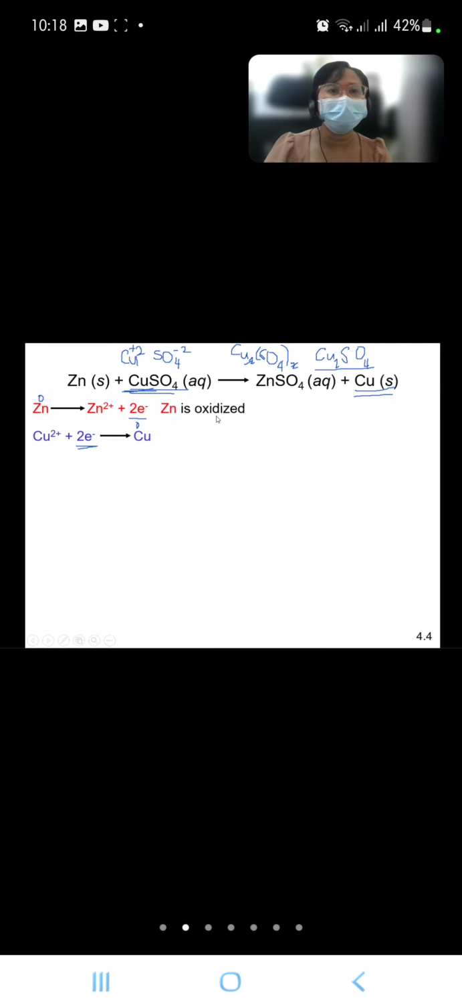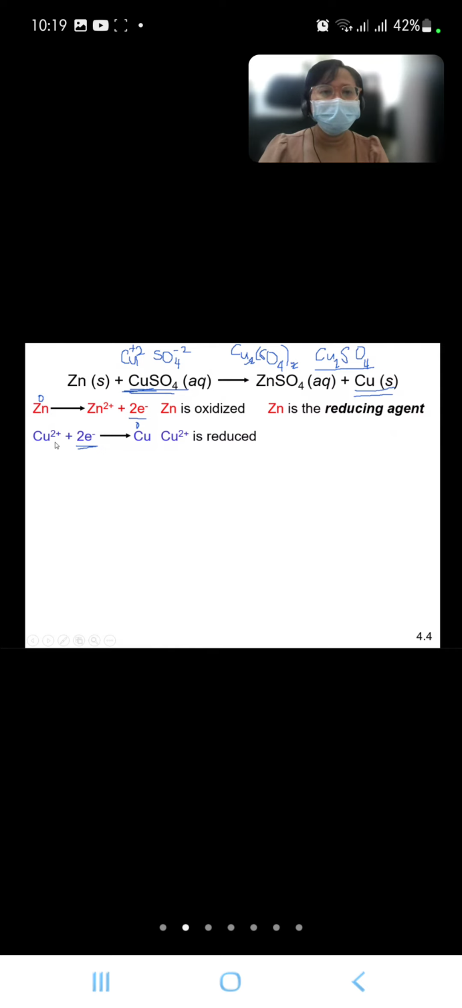So zinc here is oxidized. Zinc oxidized because from 0 on the reactant side it became positive 2 on the product side. So it lost electrons. As we said earlier, losing electron undergoes oxidation. So zinc is oxidized. Okay? And zinc is our reducing agent. From the acronym LEORA, losing electron undergoes oxidation, and it is our reducing agent. Okay.